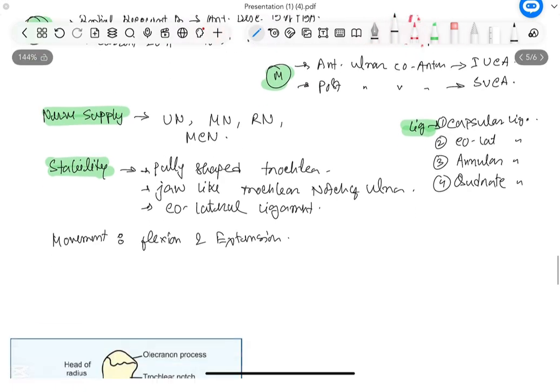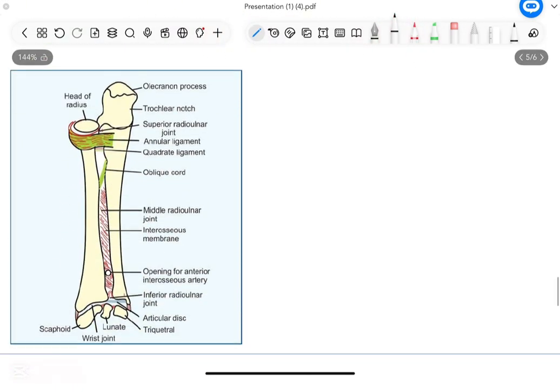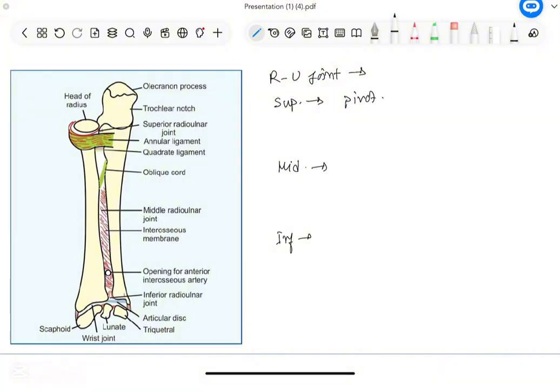Flexion and extension. Now the radio-ulnar joint. As I already said, there are 3 radio-ulnar joints: superior, middle, and inferior. The superior radio-ulnar joint is a pivot joint. The middle radio-ulnar joint is a syndesmosis, a variety of fibrous joint, and the inferior is also a pivot joint.